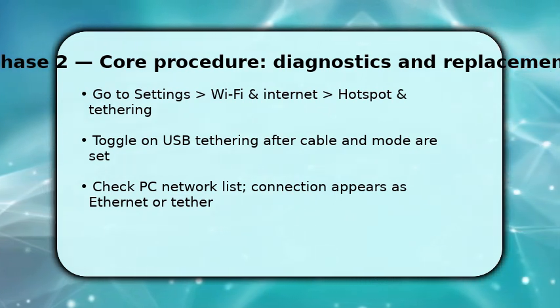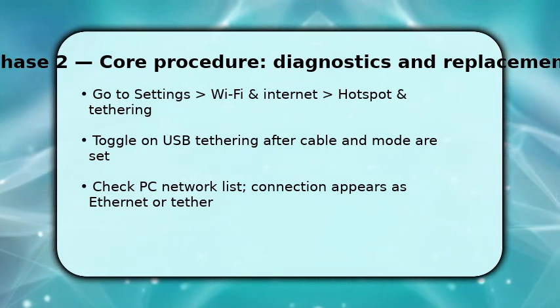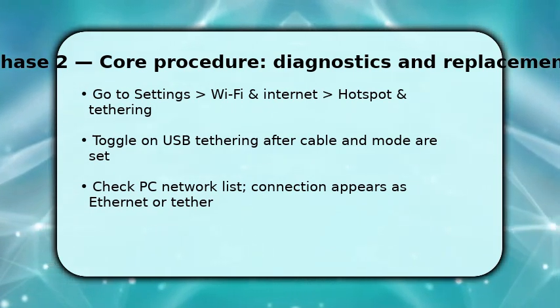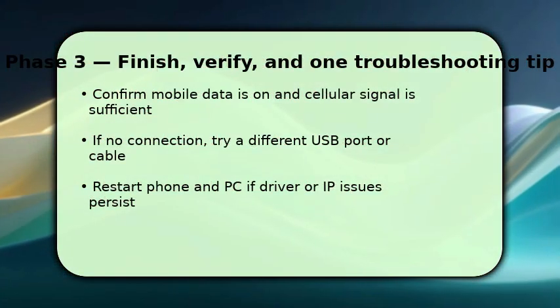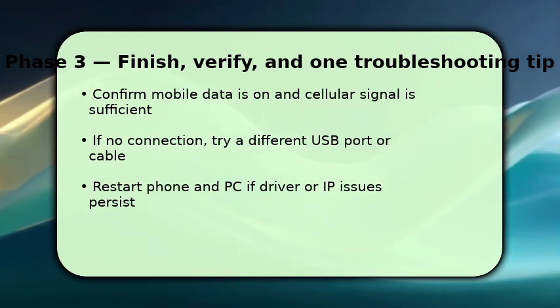If Windows or macOS installs drivers, let it finish. The connection will appear in the PC network settings. Finally, ensure mobile data is enabled and you have signal, then test browsing on the PC. Speed reflects your mobile plan.